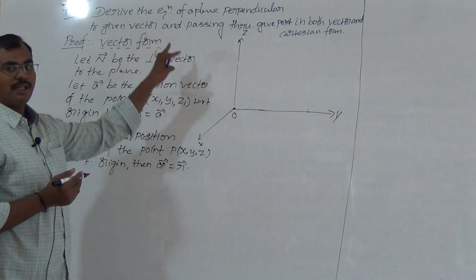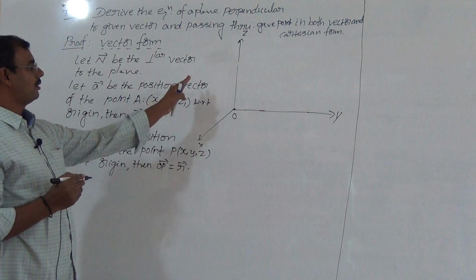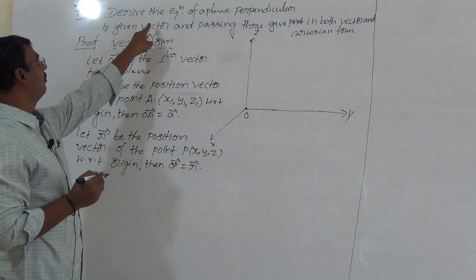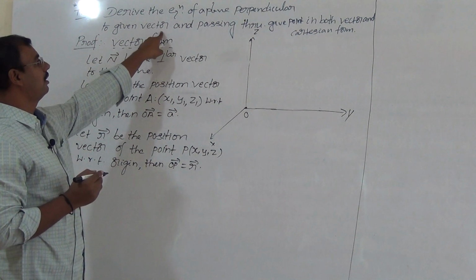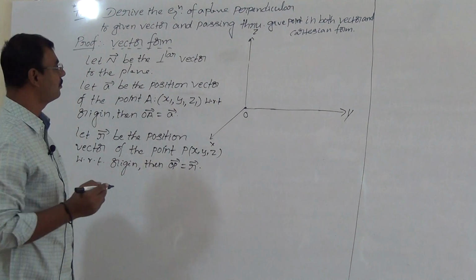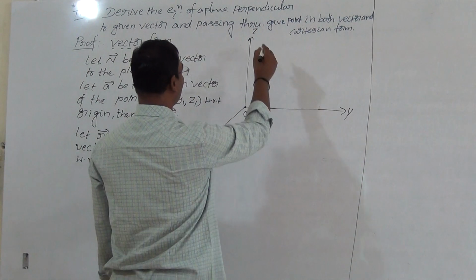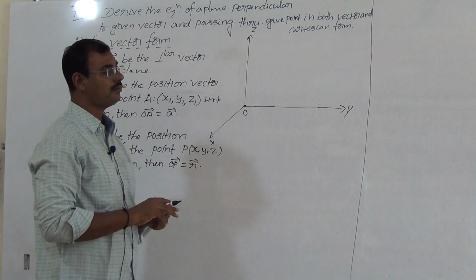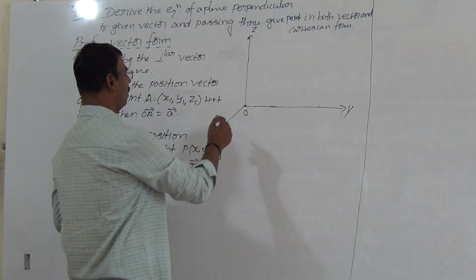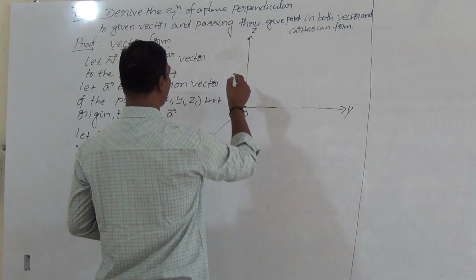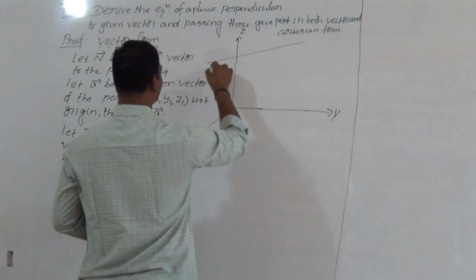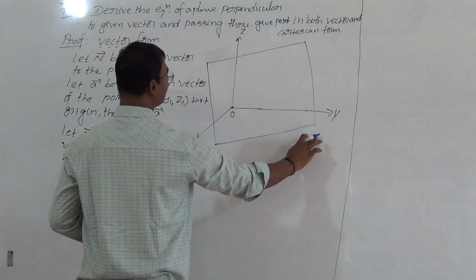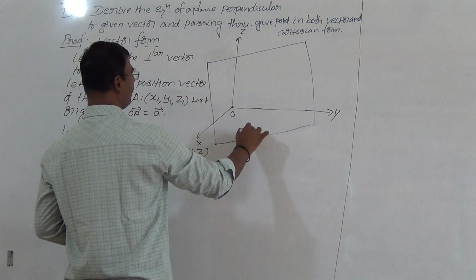According to the given data, we have to draw the geometrical figure. The given is the perpendicular vector, and also a point is given. So how to draw the geometrical figure? Take the coordinate system, Cartesian system, OX, OY, OZ. Let us take the surface. This is called a plane, which is generally denoted by phi.